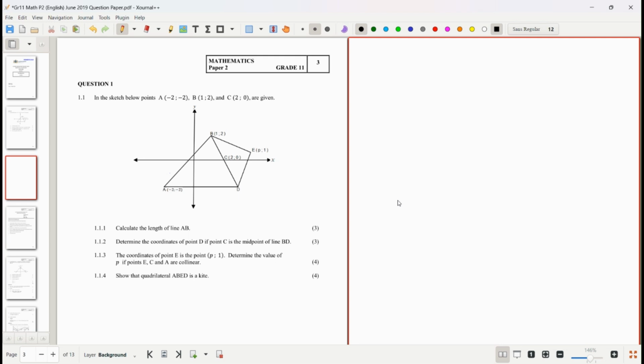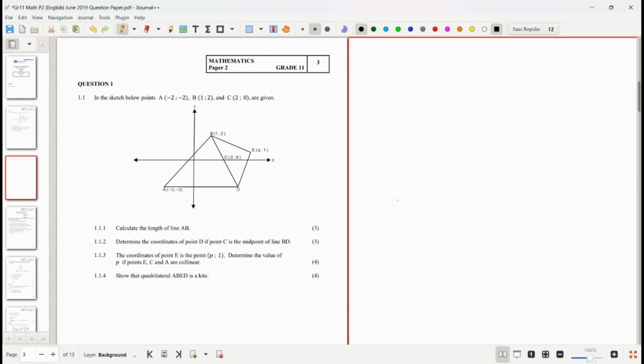In this session, we'll be looking at analytical geometry from paper 2. So, question 1, we are given a sketch below with points A, B, and C, and also their coordinates. For question 1.1.1, we are asked to calculate the length of the line AB. When they ask us to calculate the length of a line and we're given the coordinates, what do we have to use? We have to use a distance formula to calculate AB.